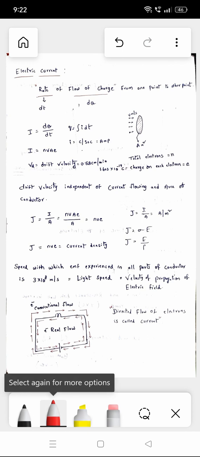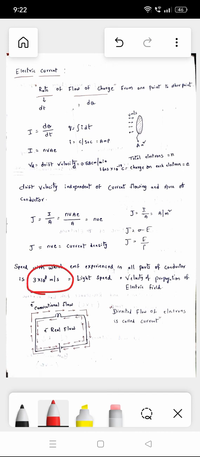Next, the speed with which EMF is experienced on all parts of the circuit is 3 into 10 power 8 meters per second. That means whenever we switch on the current, the response we are getting in the light is within a short time. That means that is equal to light speed. You can say the speed of the EMF is equal to light speed, that is 3 into 10 power 8 meters per second.